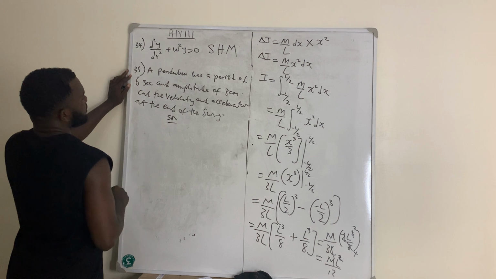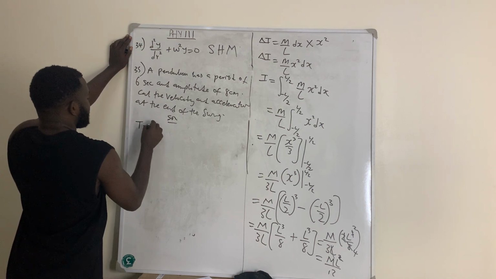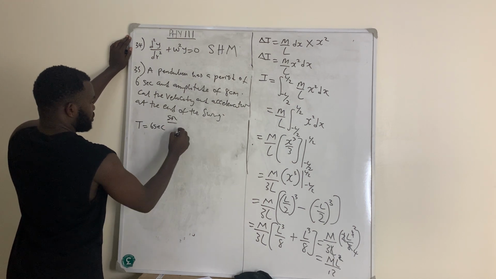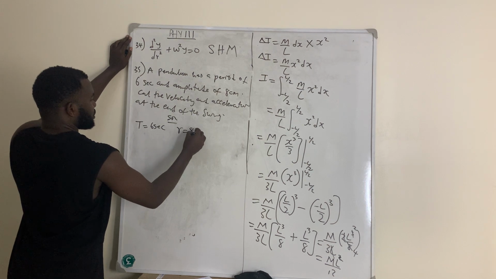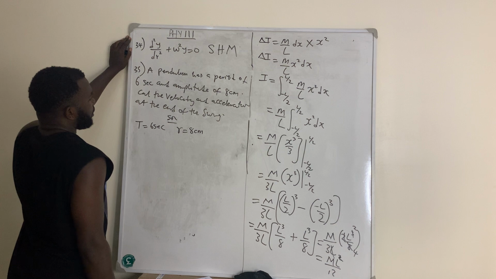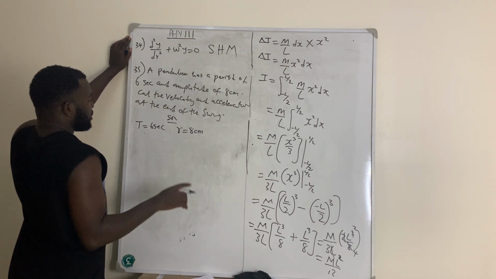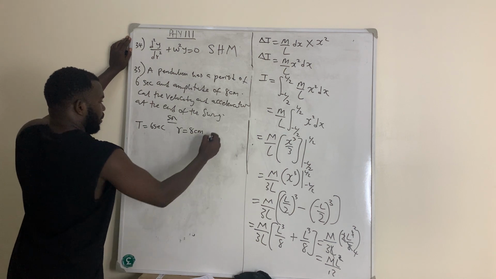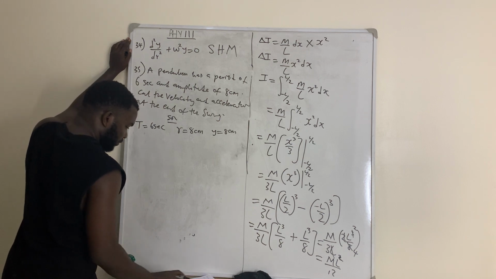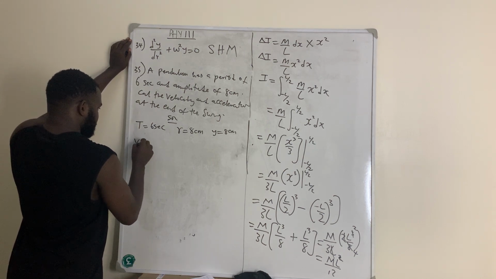Solution. The first thing they gave us is the period. The period they gave us is 6 seconds. The next thing they gave us is the amplitude. The amplitude is the radius. The radius is equal to 8 cm. But they say we should calculate the velocity and acceleration at the end of the swing. So if it is at the end of the swing, then our y will still be the same 8 cm. It is complete at the end of the swing. So our y will still be 8 cm.